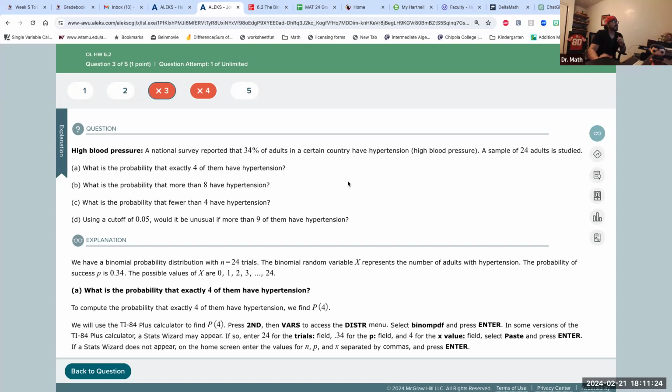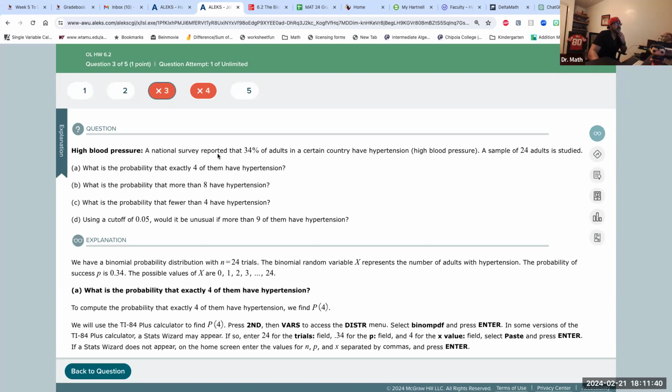And for those of you that are in my online class and in-person class, we're looking at section 6.2. For those of you not in my class, this is just the binomial distribution. This is the area that we're focusing on. All right, so check it out.